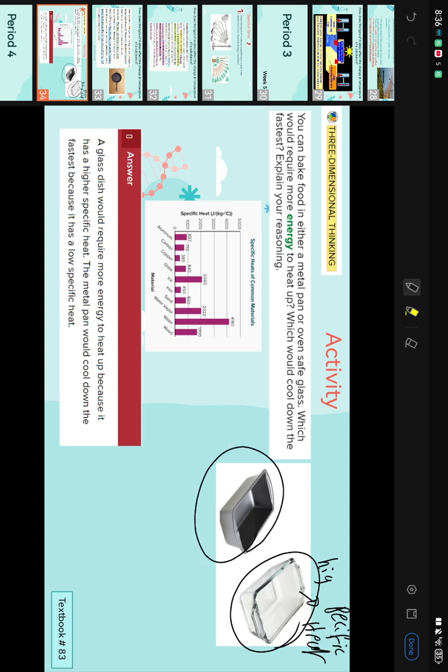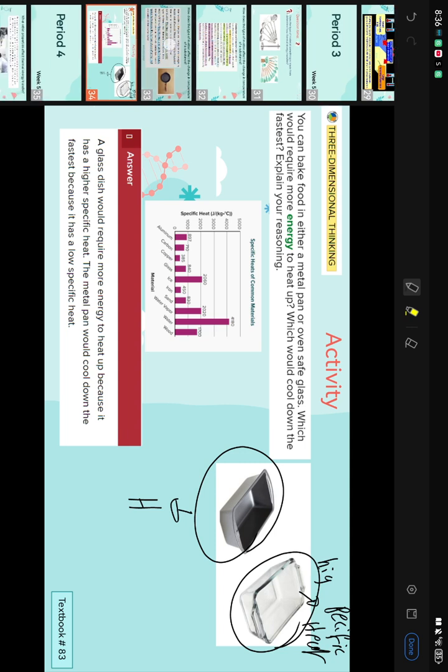So which would cool down fastest? This one will heat fastest and cool fastest. So explain your reason. We can say a glass requires more energy to heat up because it has a high specific heat, but the metal pan we think will cool fastest because it has a low specific heat.